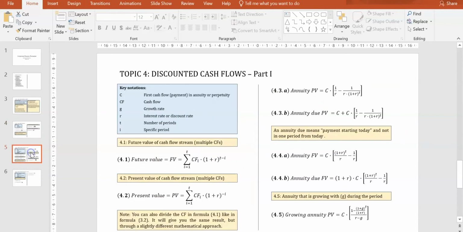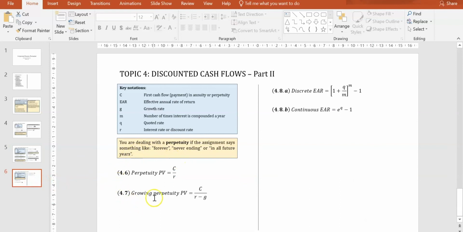The next two slides are topic 4 in the Asbury corporate finance book. It's called discounted cash flow, and here you can see I have collected the future value of cash flow streams, present value of cash flow streams, then we have annuities, present values, annuities, future values, and a growing annuity, present value. Often you will just see this one as a present value and not a future value. And on the final sheet, we have the perpetuities: a perpetuity without growth, and a perpetuity with growth, that is the G down here.